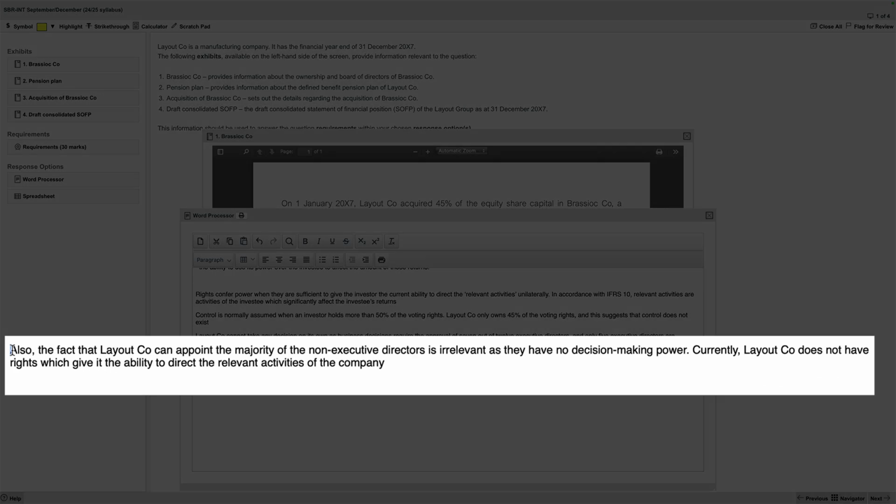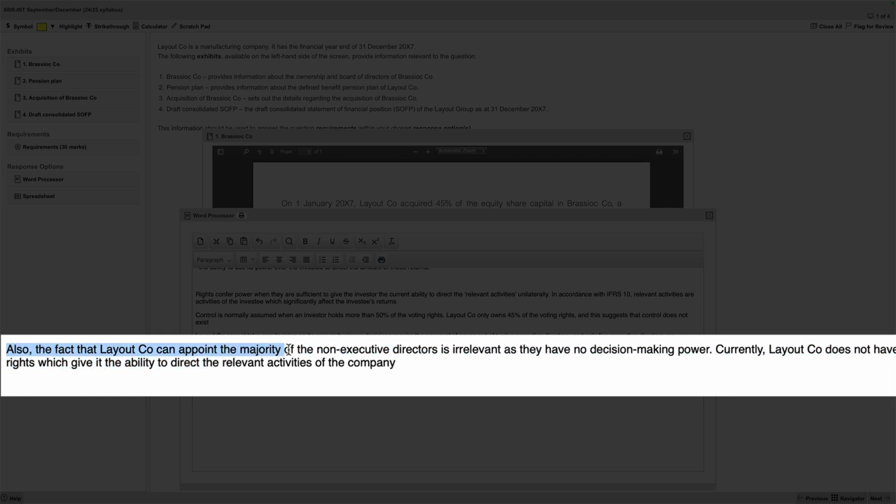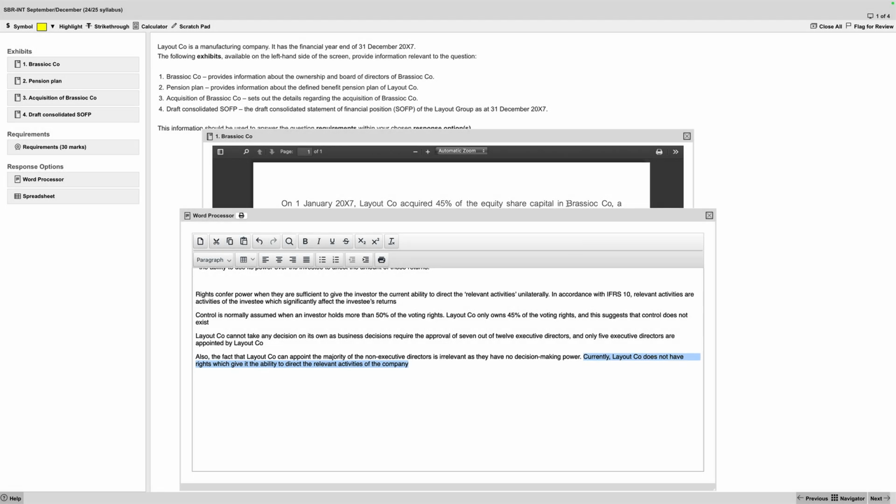So back to the examiner's answer. Also, the fact that Layout can appoint the majority of the non-executive directors is irrelevant, as they have no decision-making power. Currently, they do not have rights which give the ability to direct the relevant activities of the company, and so therefore it isn't a subsidiary so far.